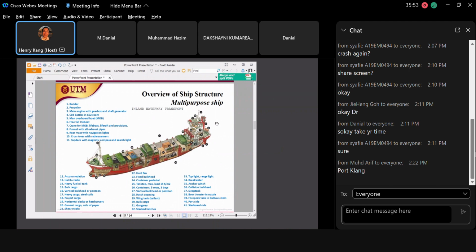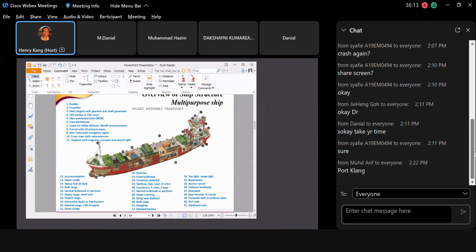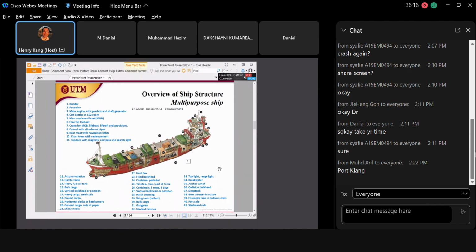For long river transport, say the Mississippi, the Yangtze in China, the Chao Phraya in Thailand. In Malaysia also, the Sungai Rajang. So you will probably see some ships, normally less than 100 meters in length. This ship is multi-purpose because it is used to transport different types of cargo.